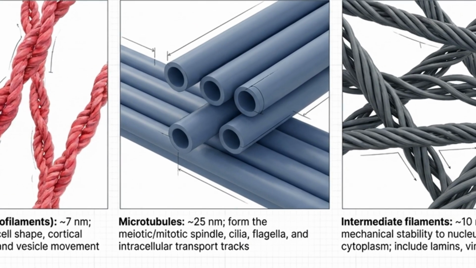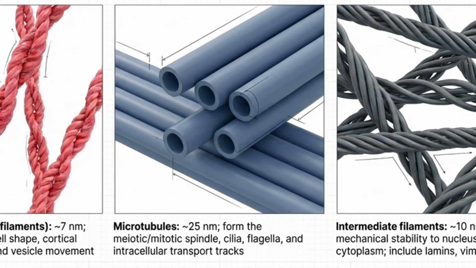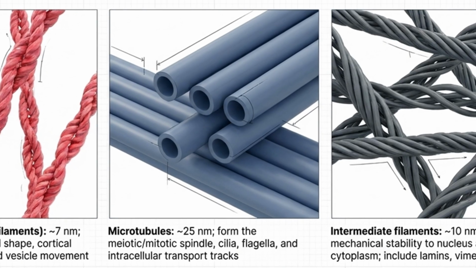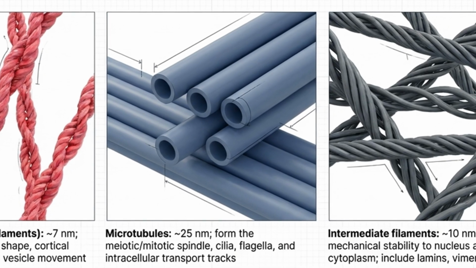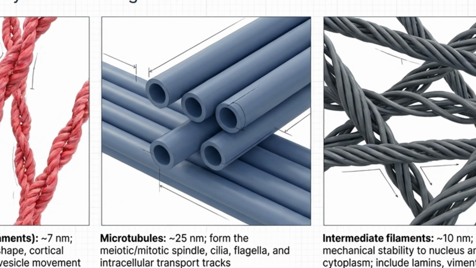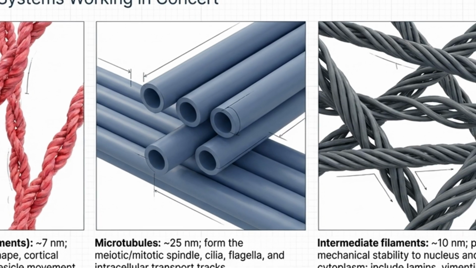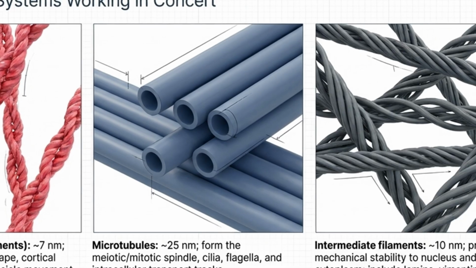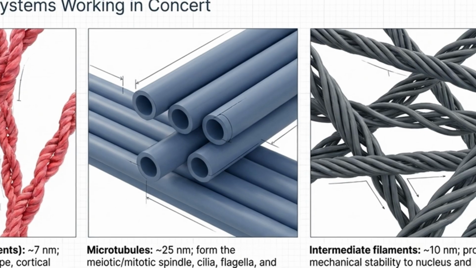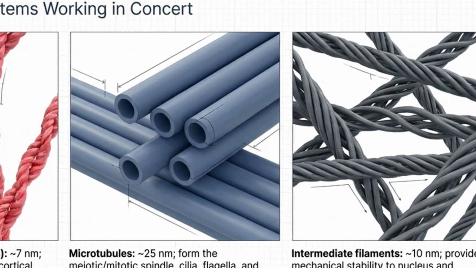Microtubules are the largest filament type at 25 nanometers in diameter, and they are the most structurally diverse in their functions. They form the meiotic and mitotic spindle, the bipolar apparatus that captures chromosomes and segregates them with astonishing precision. They also form cilia and flagella, and they serve as the major intracellular transport tracts along which motor proteins move cargo. The microtubule network in the oocyte is particularly complex, reflecting the enormous range of tasks it must coordinate.